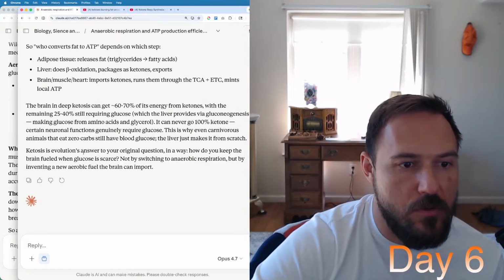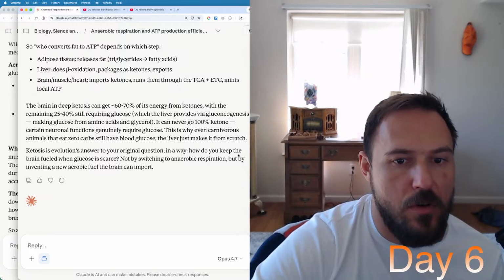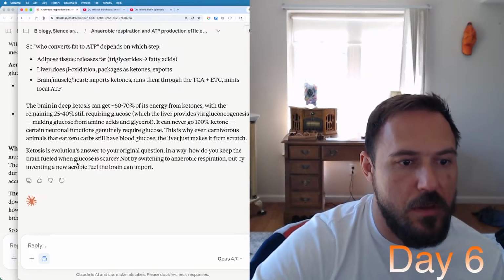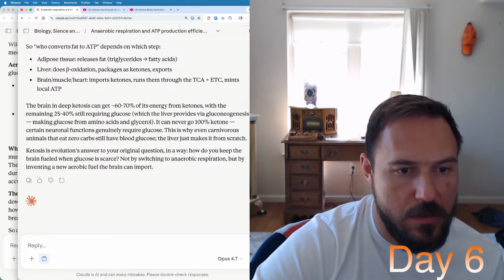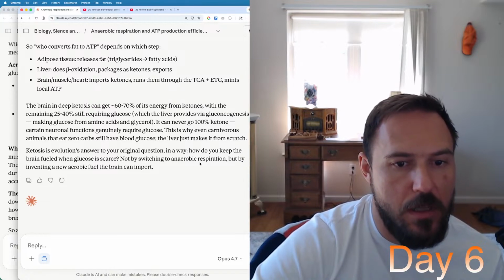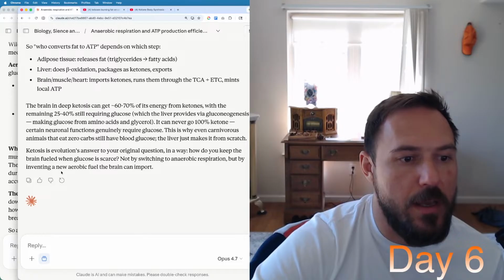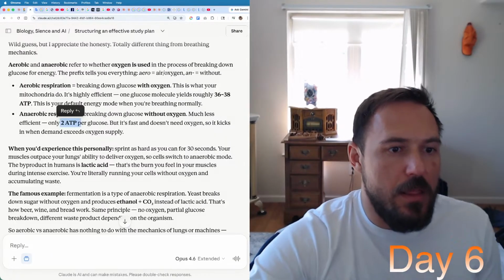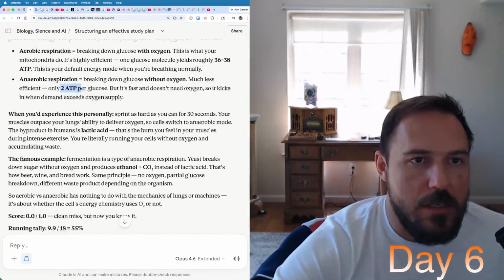Ketosis is evolution's answer to your original question, in a way: how do you keep the brain fueled when glucose is scarce? Not by switching to anaerobic respiration, but by inventing a new aerobic fuel the brain can import. Love it, let's go. Oh, the T cells.